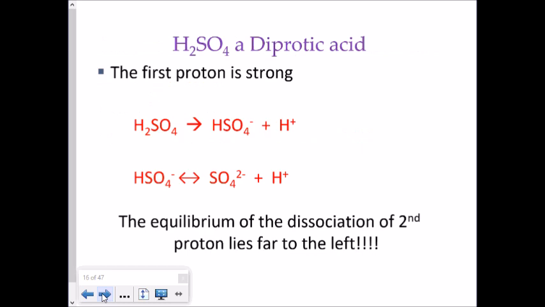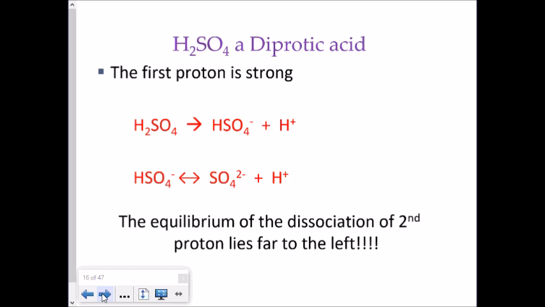Alright, so let's look at the sulfuric acid example. We have our sulfuric acid being diprotic, has 2 protons in it. The first proton, like I said, is considered to be strong. So that first reaction is going to go to completion, pulling it off. The second one, though, is very weak.